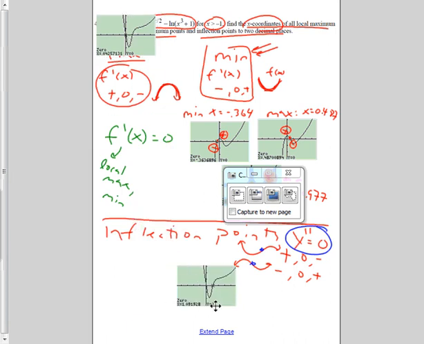So let's think about what these points of inflection mean in terms of the real graph.